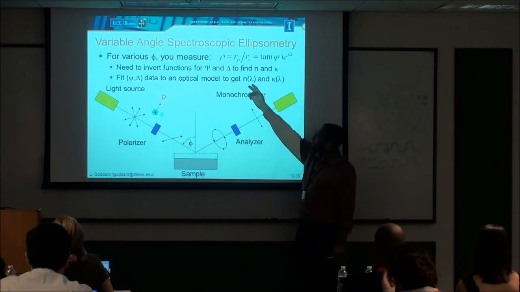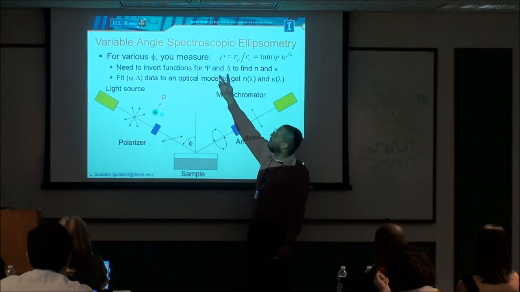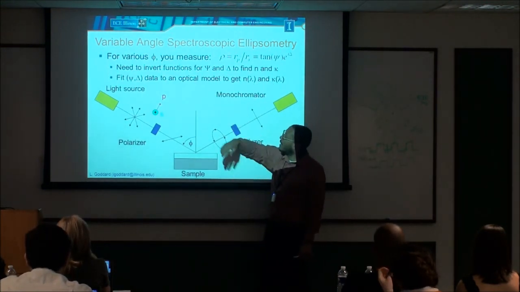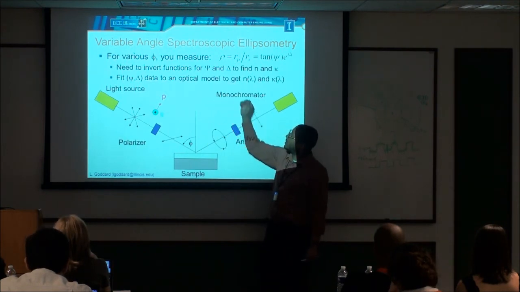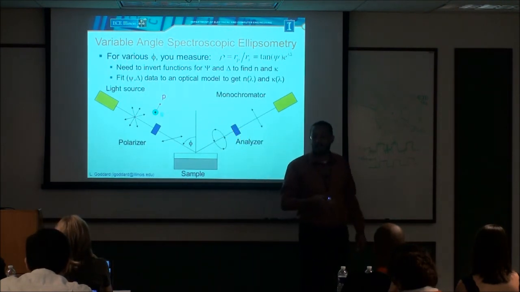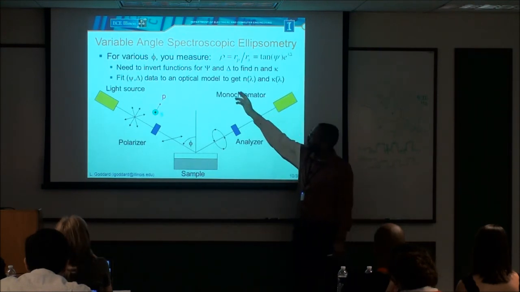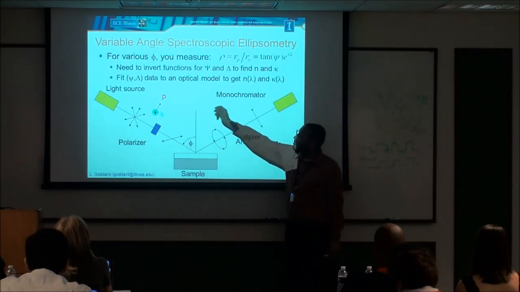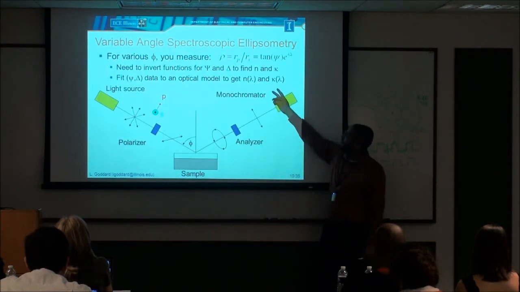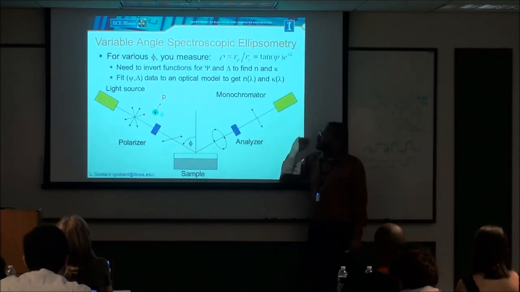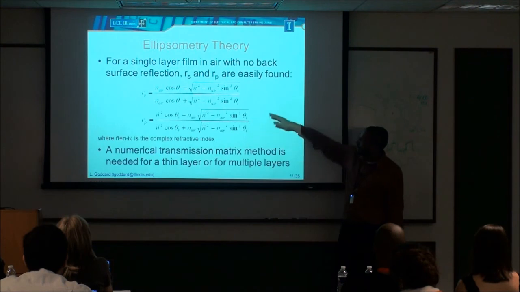So you fit psi and delta. Usually you collect this for many different wavelengths, and then you fit it to some model that's going to describe how the refractive index and the absorption coefficient change as a function of wavelength. So you measure this at many different wavelengths. You get these values for psi and delta as a function of wavelength, and then you solve for n and kappa. It's actually shown here how you do it.